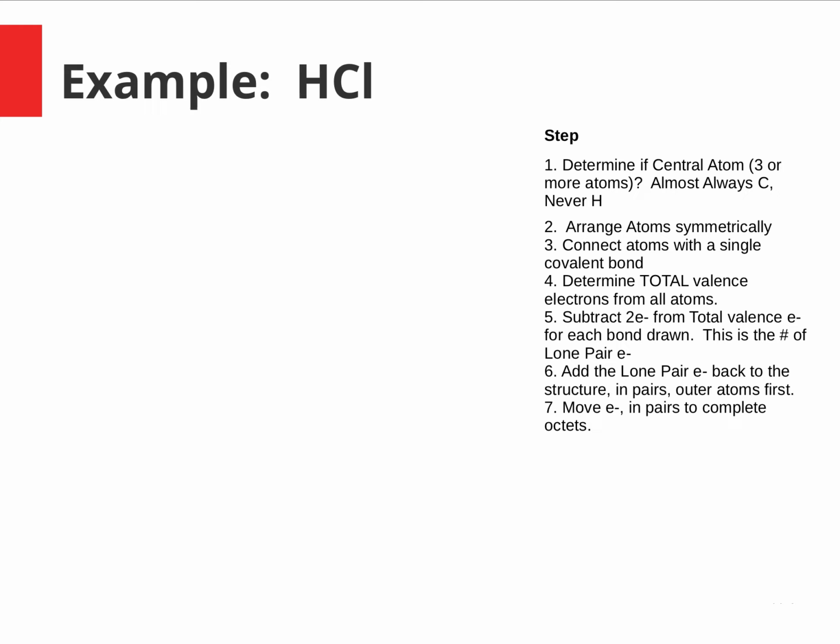Okay, our first example is one of the simpler ones to do, and that's HCl. So we're going to look at this and say, do we have a central atom? Well, we only have 2 atoms, and the 2 atoms are H and Cl. So we don't. So we're just going to draw the 2 atoms together and leave a little space. So we're going to have H and then Cl.